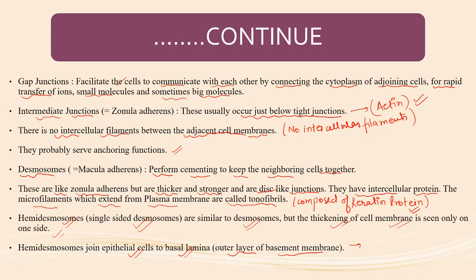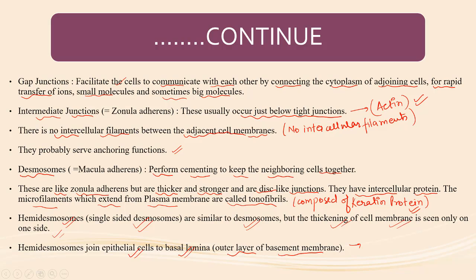Desmosomes, macula adherens. We have intercellular filaments known as what? Microfilaments or the tonofibrils, which are made up of keratin protein. They are disc-like junctions, thicker and stronger. Hemidesmosomes are the same as macula adherens, just on only one side. They help to attach the basal lamina to the epithelial tissue.